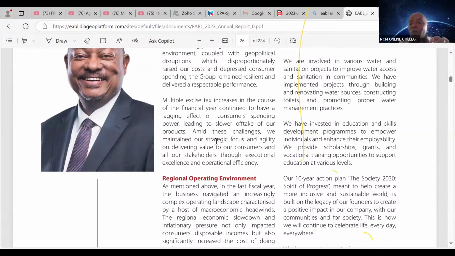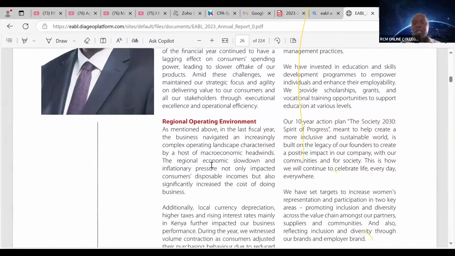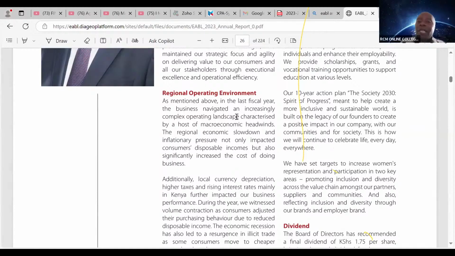We maintained our strategic focus and agility on delivering value to our consumers and all our stakeholders through executional excellence and operational efficiency. Regional operating environment. As mentioned above, in the last fiscal year, the business navigated an increasingly complex operating landscape characterized by a host of macroeconomic headwinds. The regional economic slowdown and inflationary pressure not only impacted consumers' disposable income, but also significantly increased the cost of doing business at EABL.